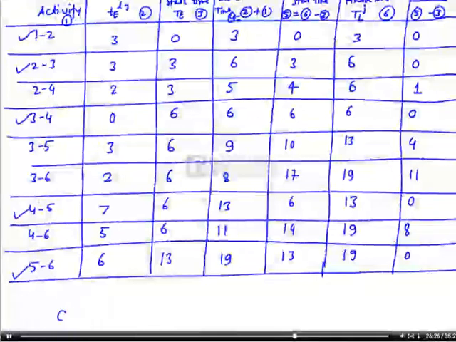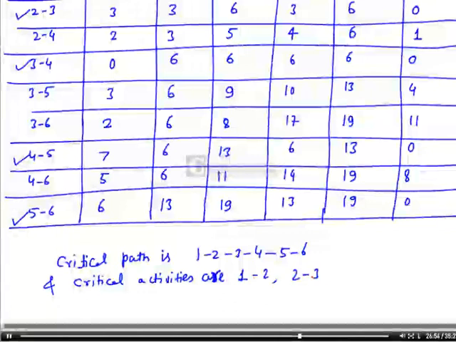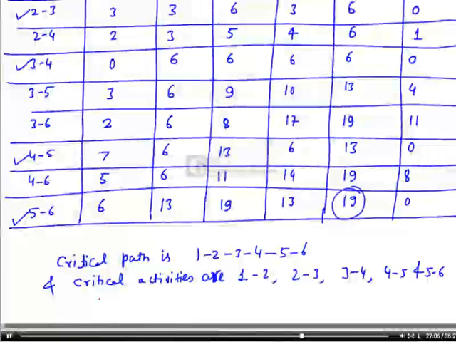So we can write the critical path is 1 to 2, 2 to 3, 3 to 4, 4 to 5, 5 to 6. And critical activities are 1 to 2, 2 to 3, 3 to 4, 4 to 5, and 5 to 6. And the average duration of the project will be this. This is the latest finish time.